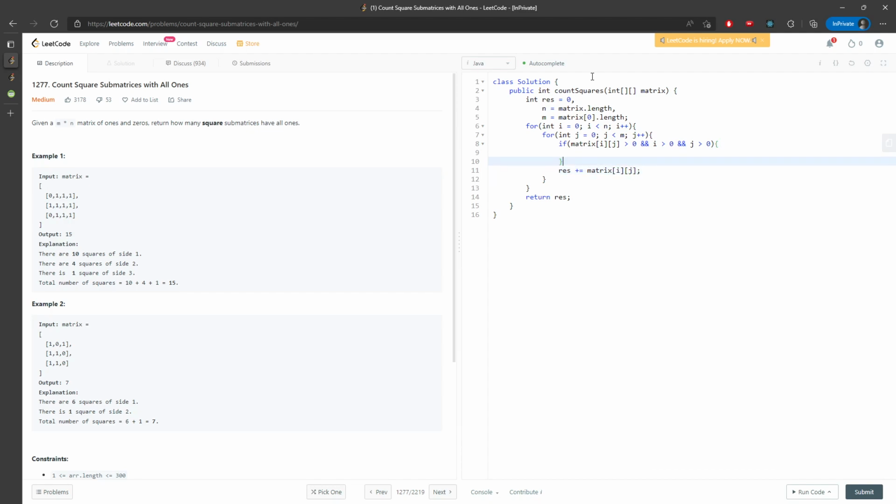If there is 0, then just add 0. If there's 1, just increment. And then you need to keep updating your current cell, starting from 1,1 to the bottom right. So matrix i j equals min of matrix top left, i minus 1, j minus 1, and comma, min again, matrix at i minus 1, j, comma i, j minus 1. And everything else, you have to plus 1 because you need to add the current value, which is 1.